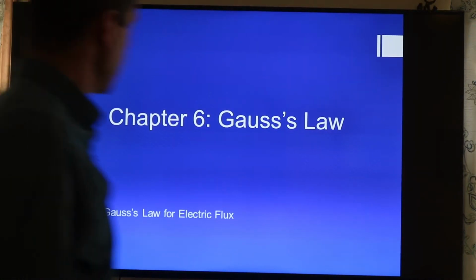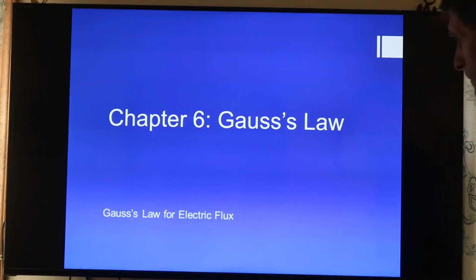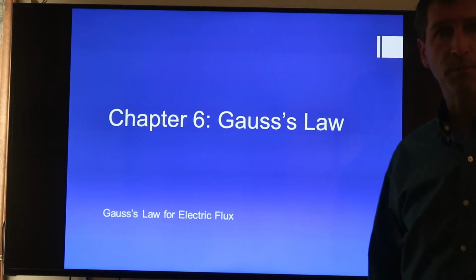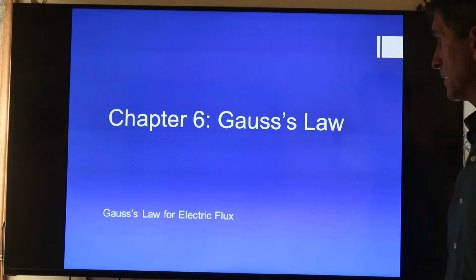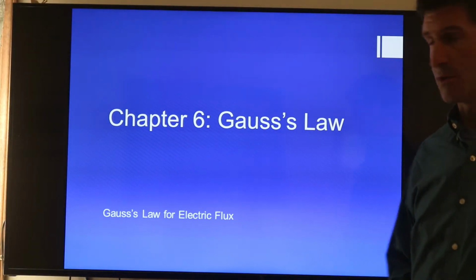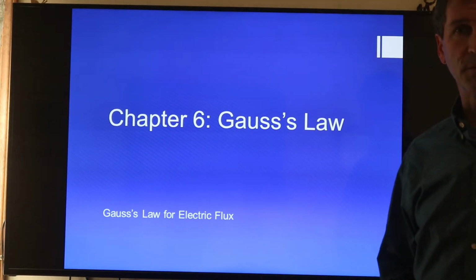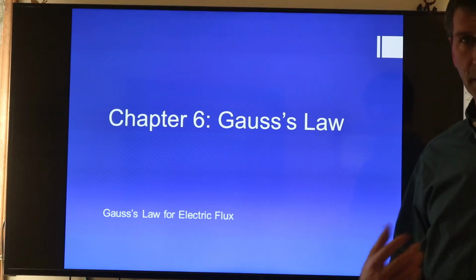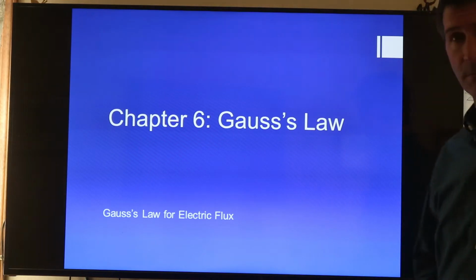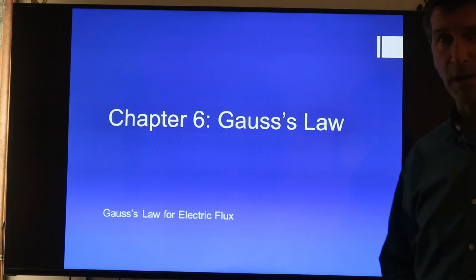Okay, we're working on Chapter 6 of Volume 2. This is Gauss's law, and Gauss's law is another approach to calculating electric field lines. In the first example, we used Coulomb's law, and we saw that, especially for two-dimensional and three-dimensional structures, we had to integrate, and that really caused some difficulty if the symmetry wasn't just right.